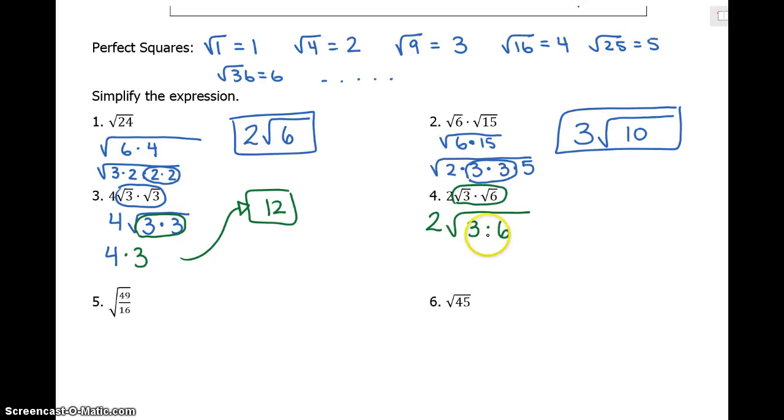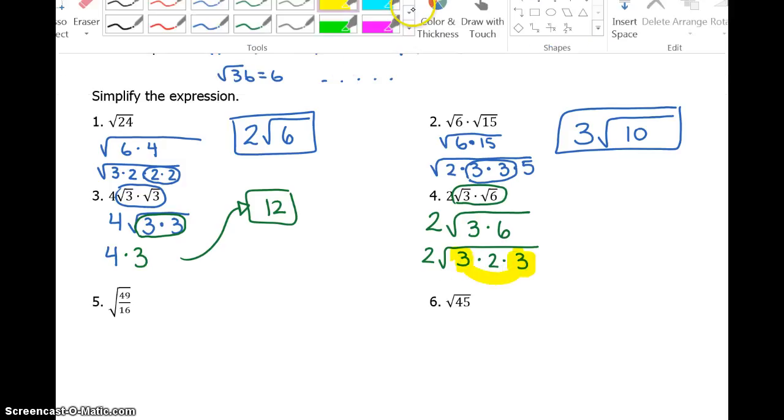Now, I don't want to multiply these again, so I'm going to break them down further. 3 doesn't break down any more than that, but 6 does. So we have 2 times 3. And I can see that I have a pair of 3. So here's one, here's the other. Connect them.